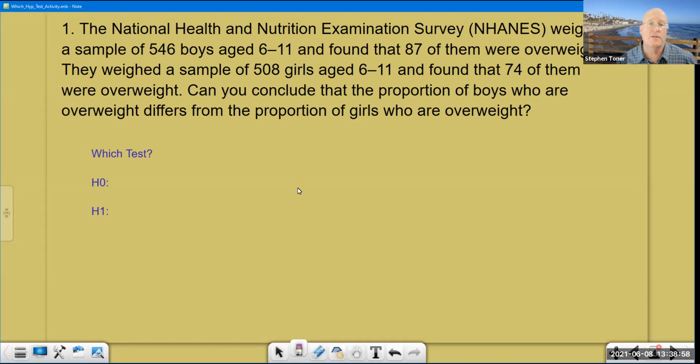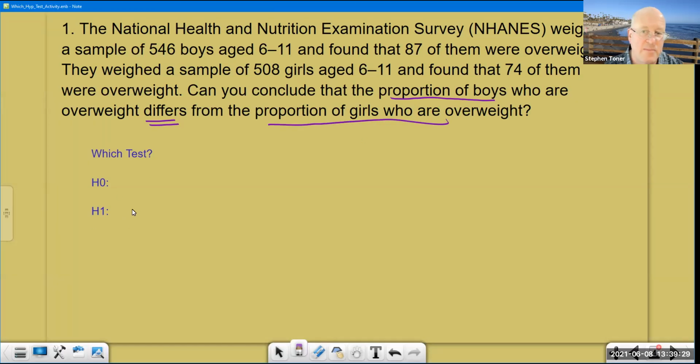The National Health and Nutrition Exam and Survey weighed a sample of 546 boys aged 6 through 11 and found out that 87 of them were overweight. They weighed a sample of 508 girls aged 6 through 11 and found that 74 of them were overweight. Can you conclude that the proportion of boys who are overweight differs from the proportion of girls who are overweight?